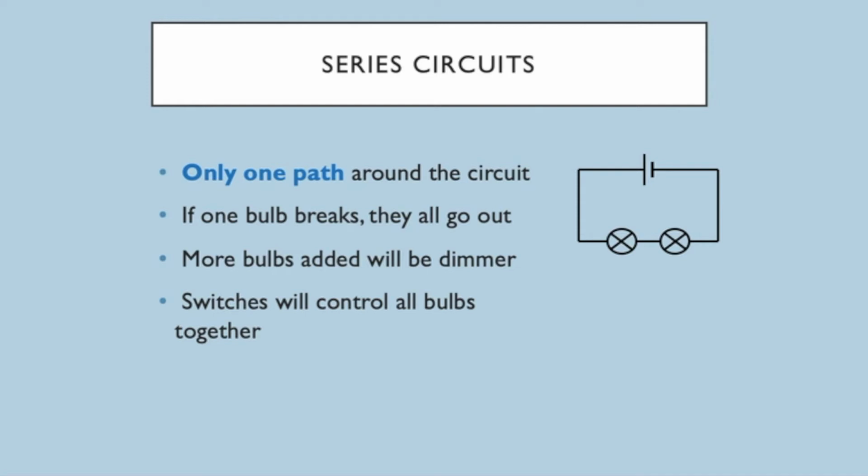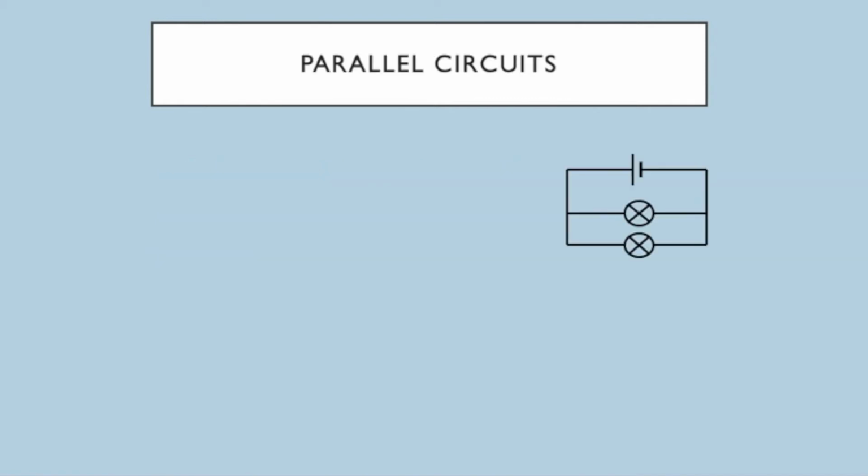If you switch the switch off, all of them would turn off. Okay, how about parallel circuit? So in a parallel circuit, there are more than one paths around the circuit. We normally call them branches of the wires that the electric current can flow down.